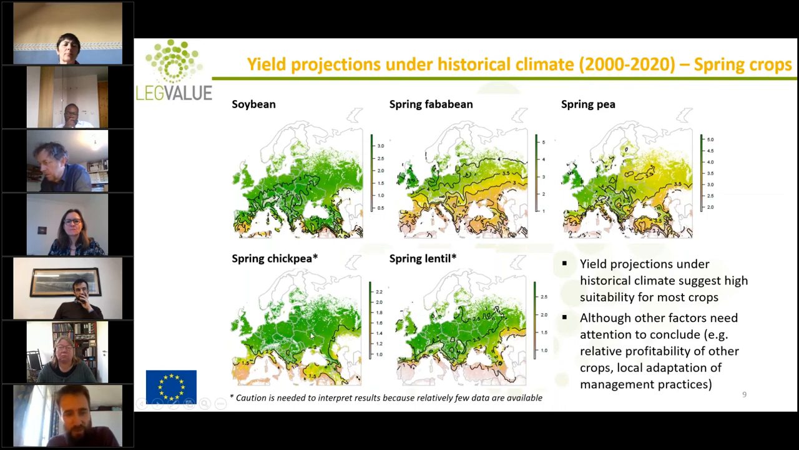But be careful, we don't have a lot of data for chickpea and lentil, so those results must be interpreted with caution. So the main conclusion here is that those yield projections under historical climate suggest a quite good suitability for most crops over Europe.